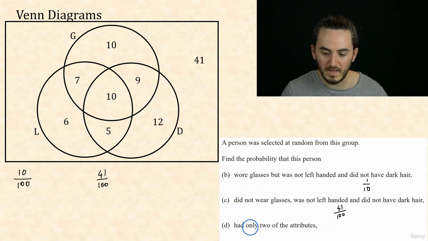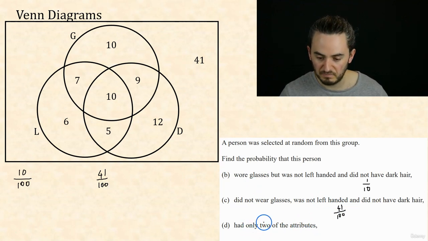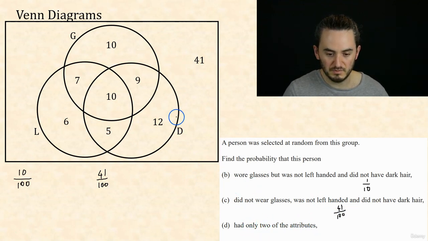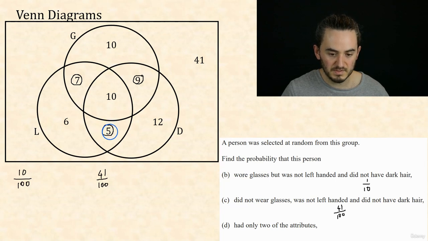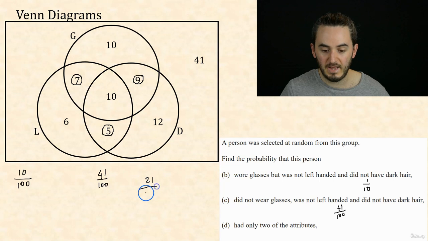And what about had only 2 of the attributes? Well, that's got to be people who were in some of the intersections, but not the one in the middle, because they had 3 of the attributes. So it's going to be these people who wore glasses and were left-handed, these people who wore glasses and had dark hair, and these people who were left-handed and had dark hair. Add these up, 5 plus 9 is 14, plus 7 is 21, so that's 21 out of 100. So there's our answer, and again, we can't simplify that one.